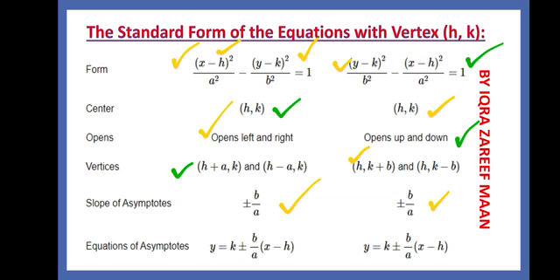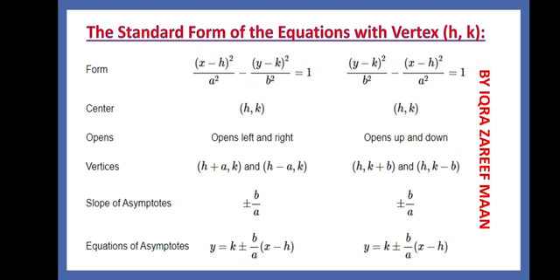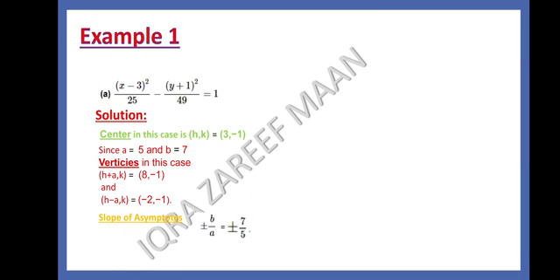y is equal to k plus minus b over a times x minus h, where h is the x coordinate of the center and k is the y coordinate of the center. Notice all these terms. By using all these terms, we can easily find the vertices, equation of asymptotes, and center of the hyperbolas from this equation.